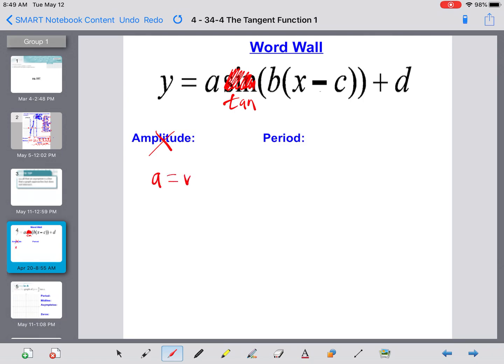The a is still a vertical stretch, shrink, or a flip, okay? So it still does all that stuff: stretch, shrink, and flip. The period now, like we saw in the last one, is not 2 pi, it's pi. So if we want to stretch or shrink that, we're still going to divide by b. That doesn't change, the divided by b part. The only thing that changes is that now pi is your starting period.